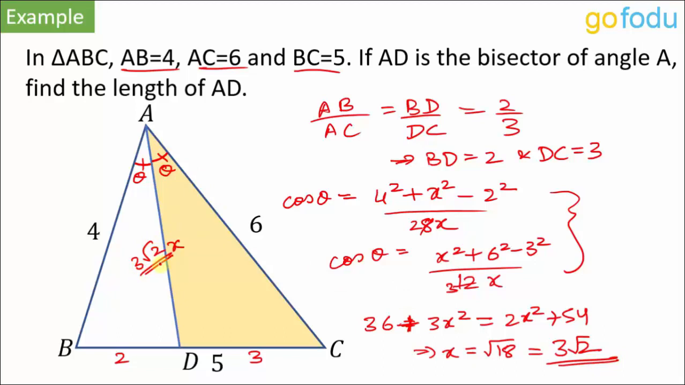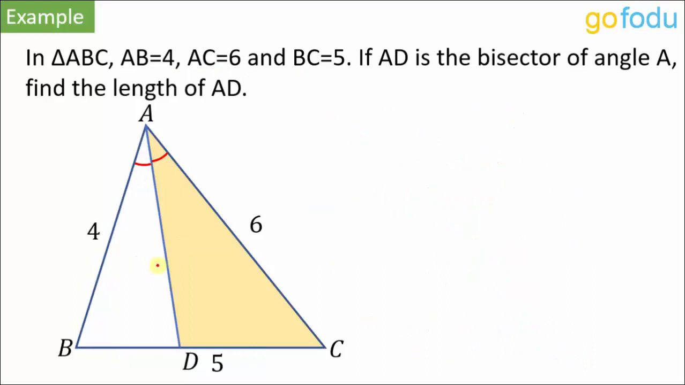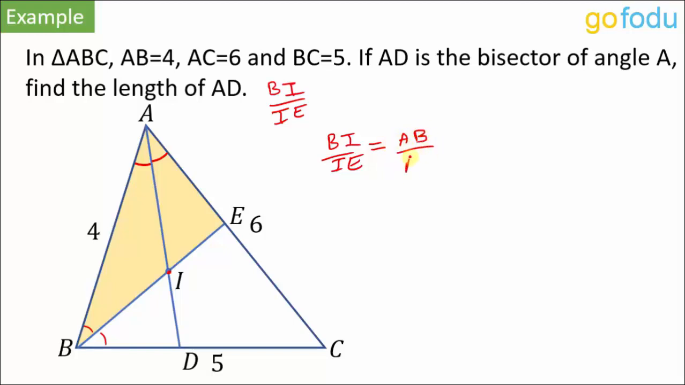Now there is one more part to this question. What if another angle bisector BE is drawn bisecting angle B, and the two angle bisectors meet at I? Now what if we have to calculate BI upon IE? BI is to IE is to be calculated. Now in this triangle ABE, BI upon IE is what? AB upon AE. We have applied the angle bisector theorem.